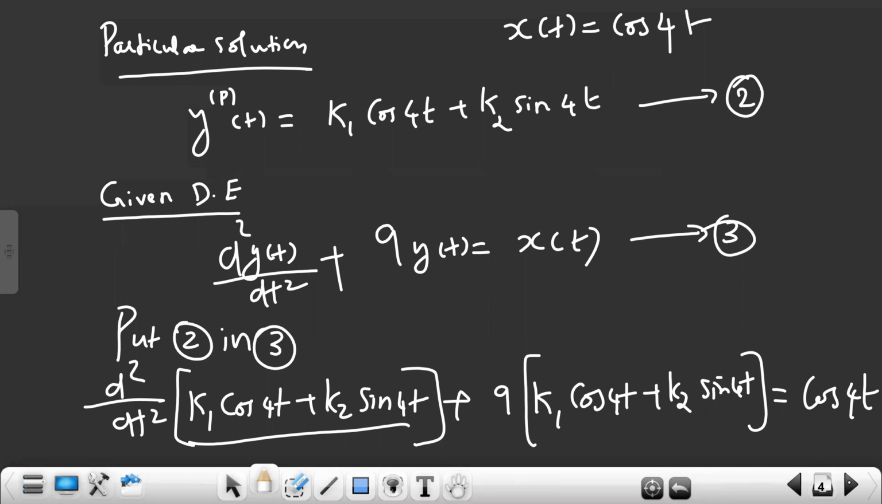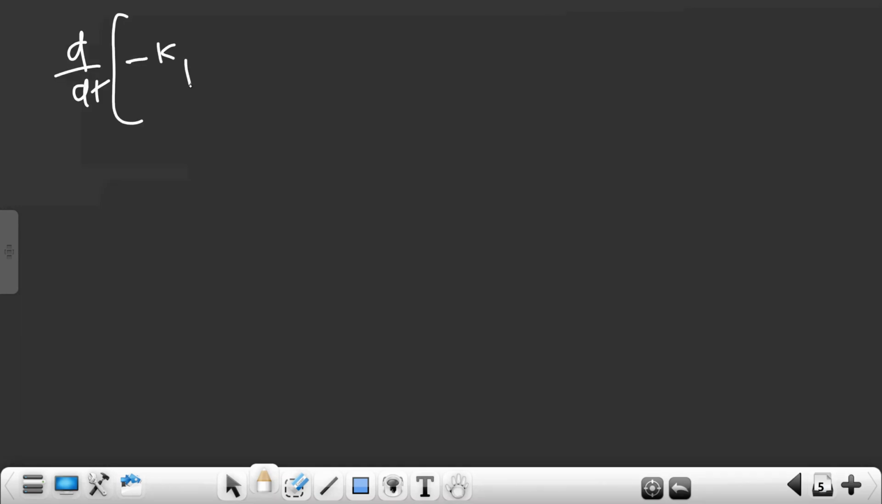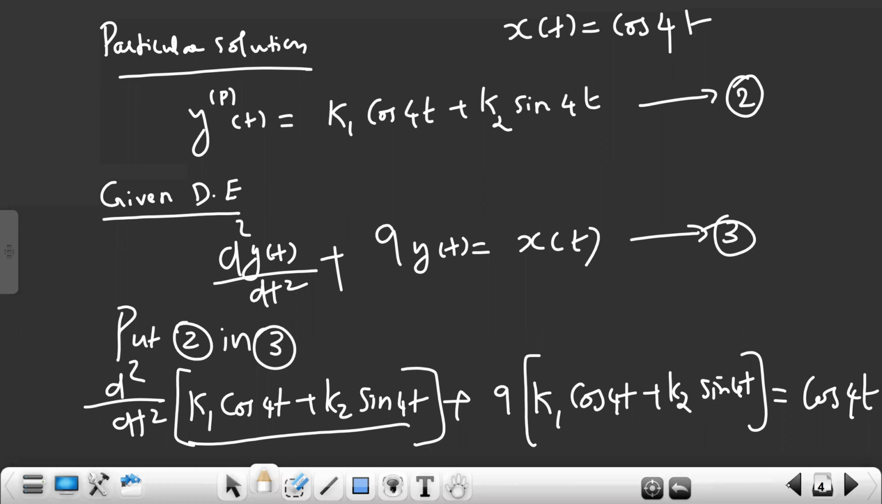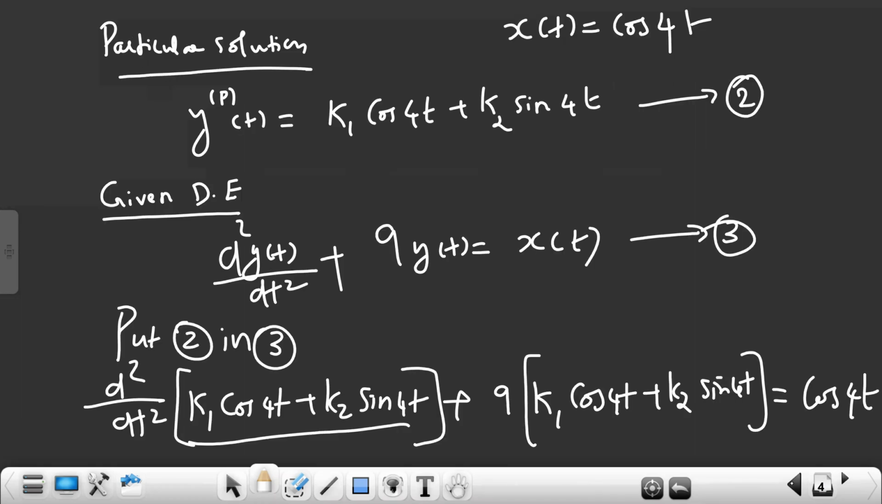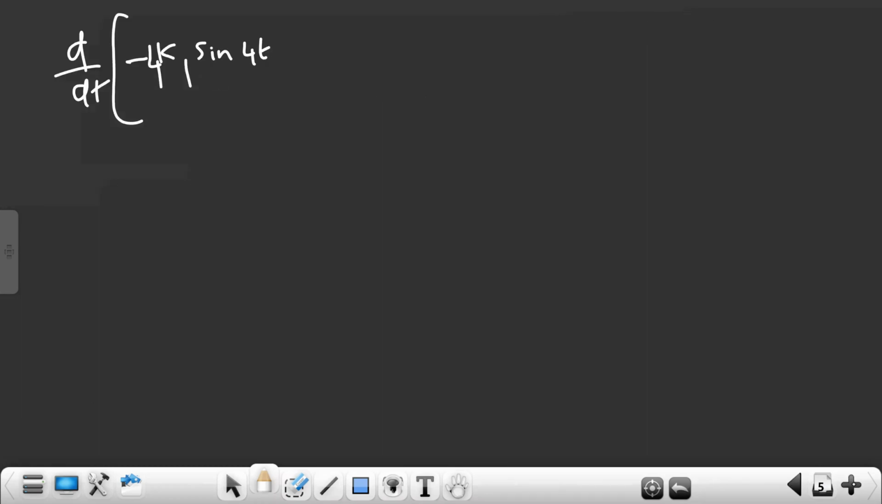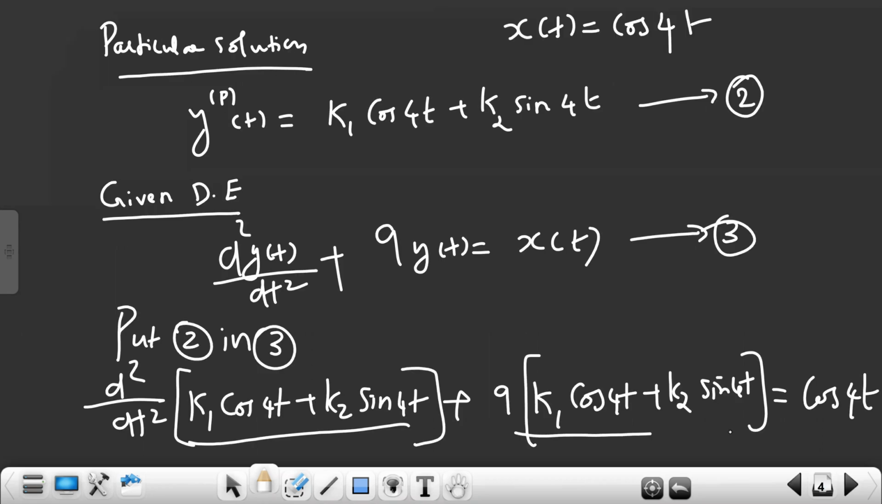So K1 is constant, then we have 4 sin 4t, so I'll put 4 here, sin 4t, and the derivative of sine is cos, so plus 4 K2 cos 4t. I will put one d by dt on the outside because we are taking 2 times differentiation. That is why I put one d by dt outside, and then I took one differentiation. Plus this and all I will keep as such, plus 9 K1 cos 4t.